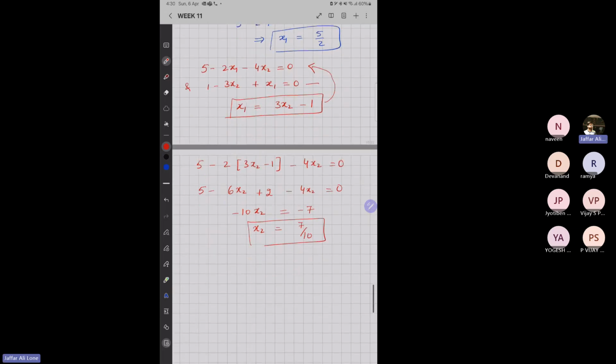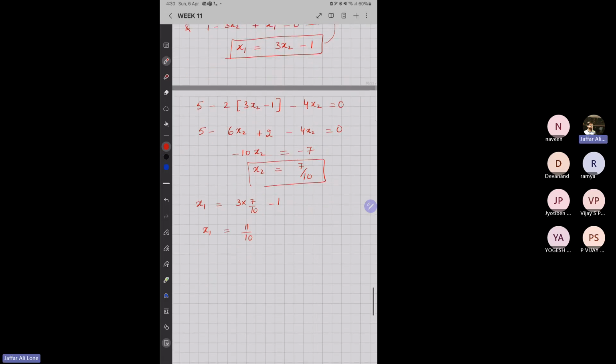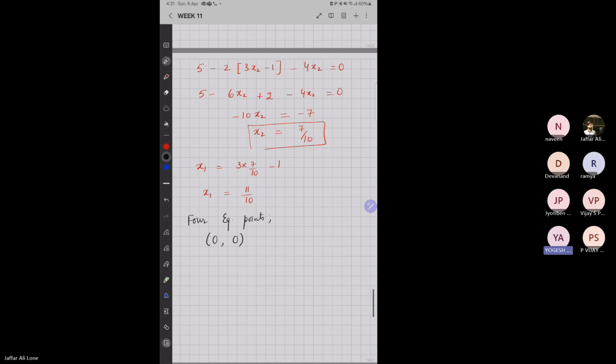So if my x2 is 7 over 10, then my x1 is 3 times 7 over 10 minus 1. 7 3s are 21 over 10 minus 10. So my x1 will be 11 over 10. So I have four equilibrium points, which are (0, 0). The other one was (0, 1 over 3). The other one was (5 over 2, 0). The other one is (11 over 10, 7 over 10).